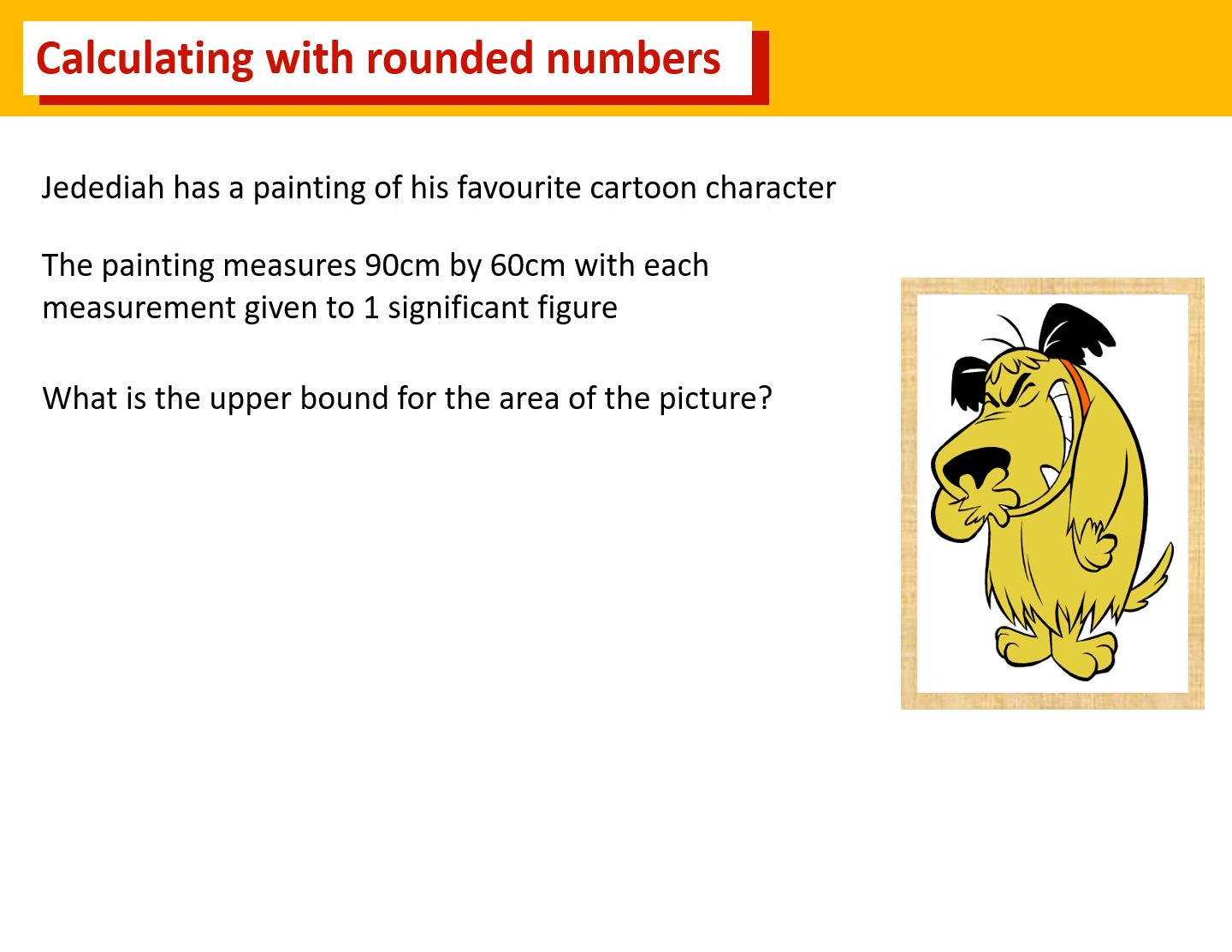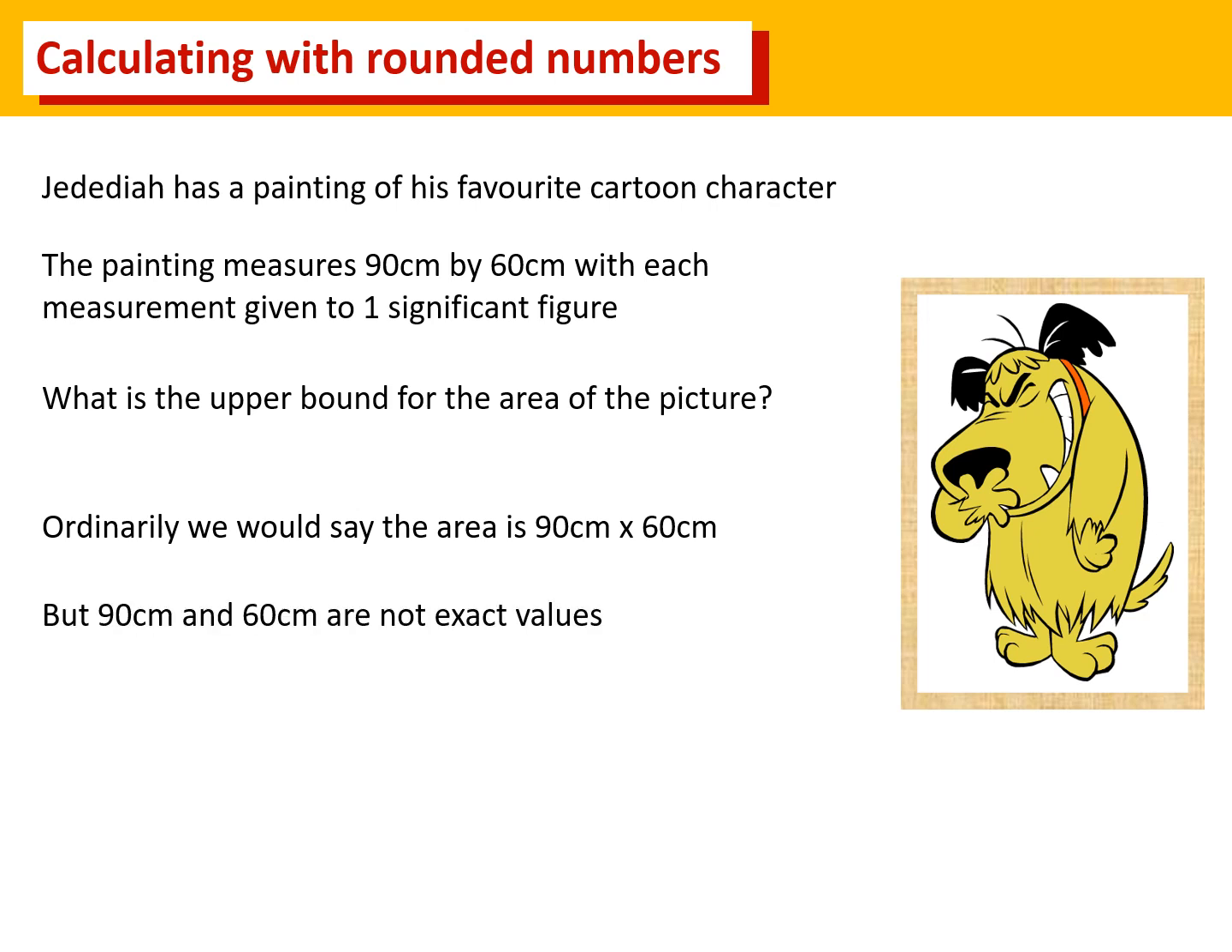So that's the key information there. The information is that the measurements are to one significant figure. What's the upper bound for the area, i.e., what's the maximum possible area of that picture? Well, ordinarily, when we're calculating area, we'd say it's one length times the other. We'd say it's 90 by 60. But because 90 and 60 are not exact values, we have to think a little bit more carefully.